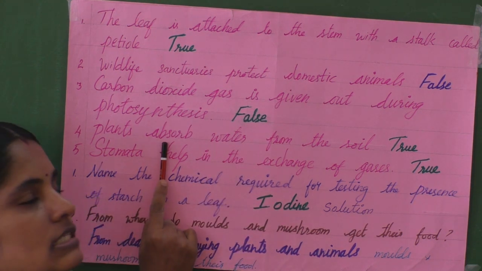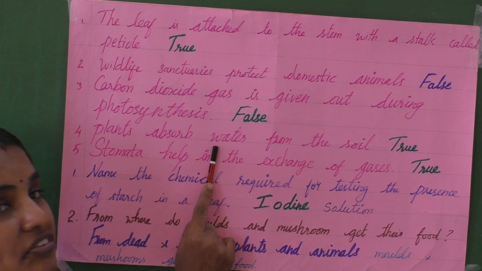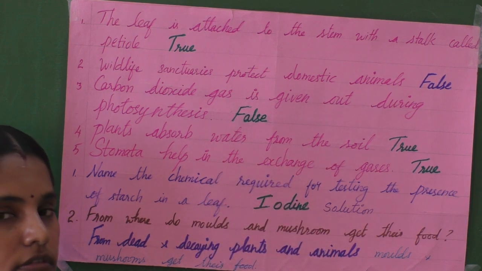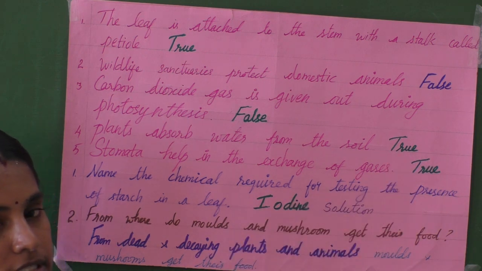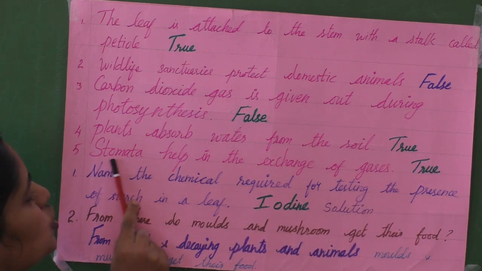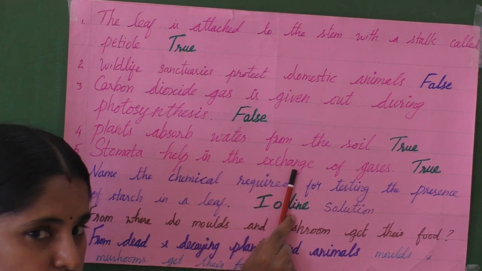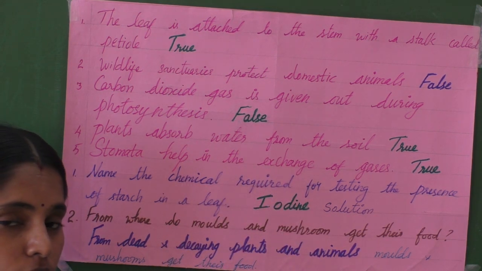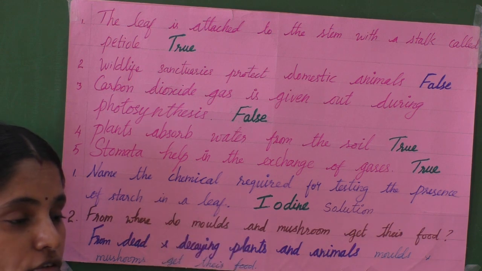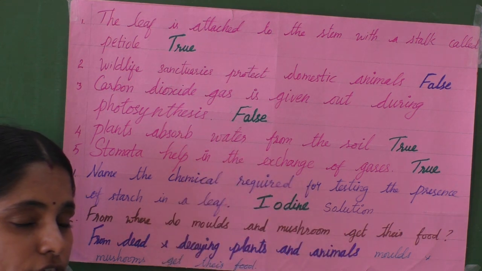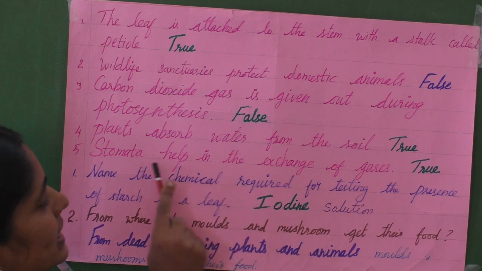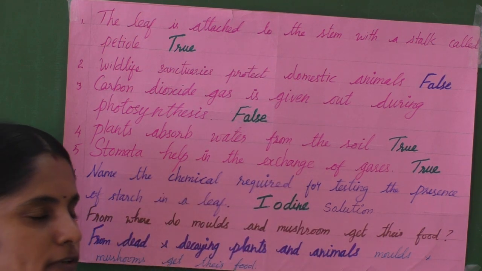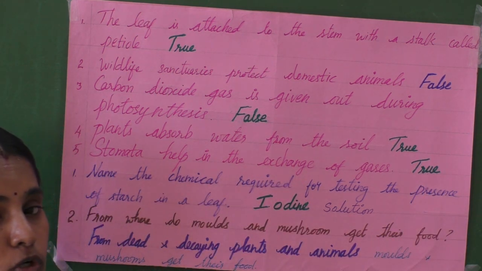Fourth one, plants absorb water from the soil. Yes, it's true. Then, a very simple sentence: stomata help in the exchange of gases. Stomata are the pores. Yes, they help the exchange of gases, taking in carbon dioxide for photosynthesis, food preparation, and releasing out oxygen. So this statement is also true.